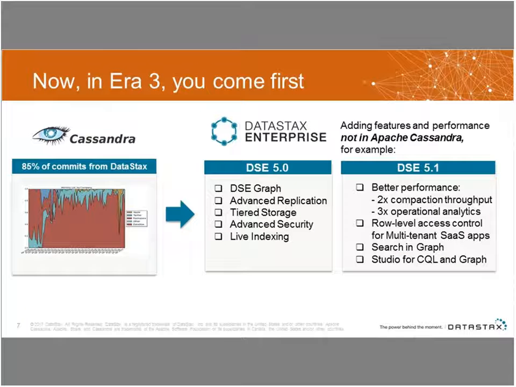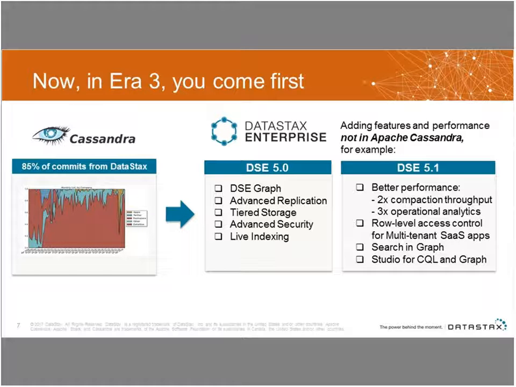So what that means is now in Era 3, you come first, you, the DataStax Enterprise customers. So again, drawing back to the prior slide, the history of DataStax has been contributing to open source in Era 1 and 2. In fact, it's maybe one of the best kept secrets that Apache Cassandra, most of the code was actually contributed by DataStax employees.